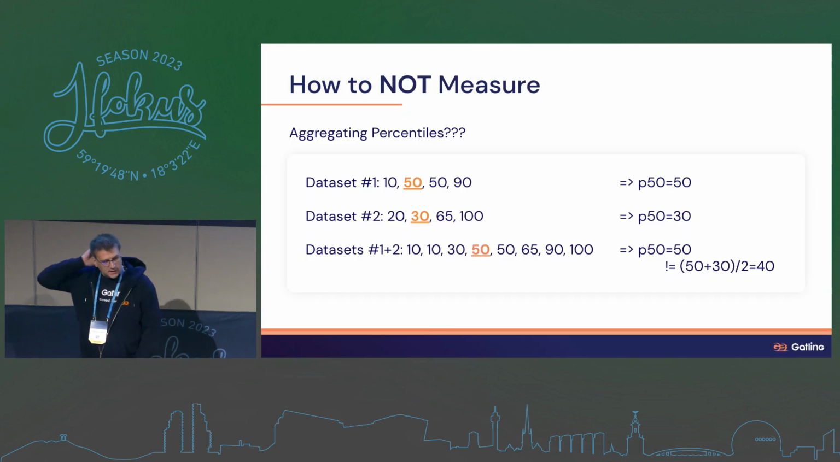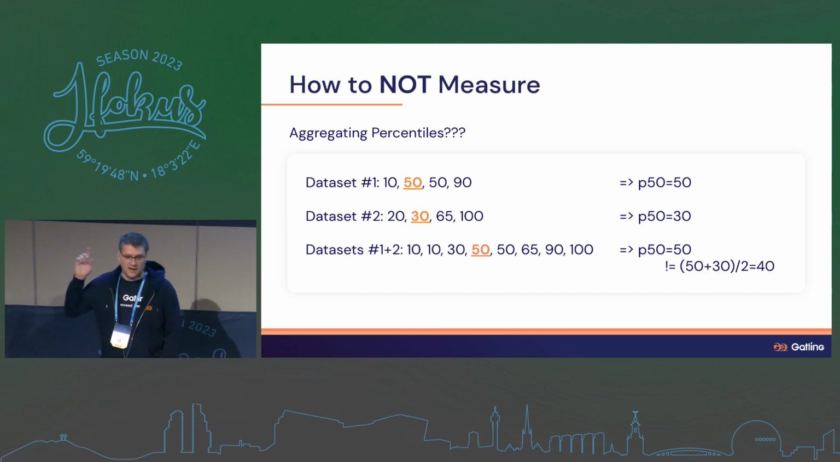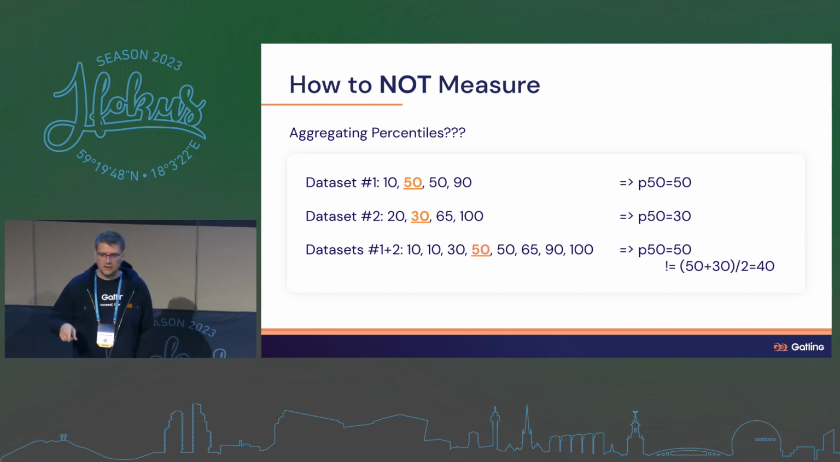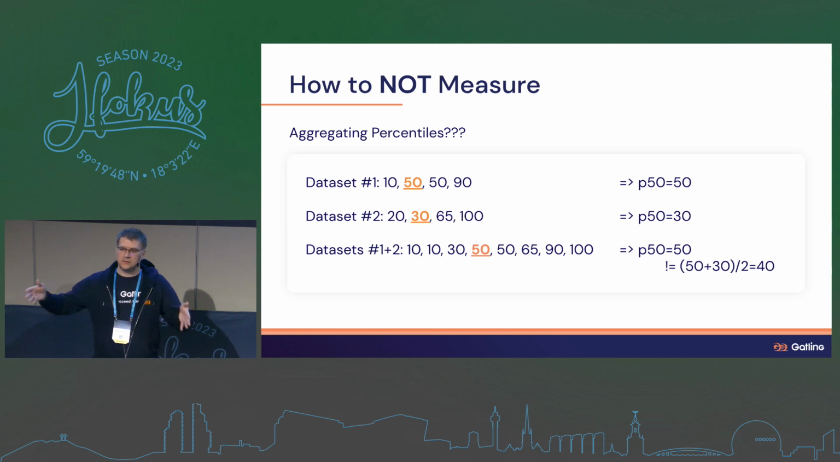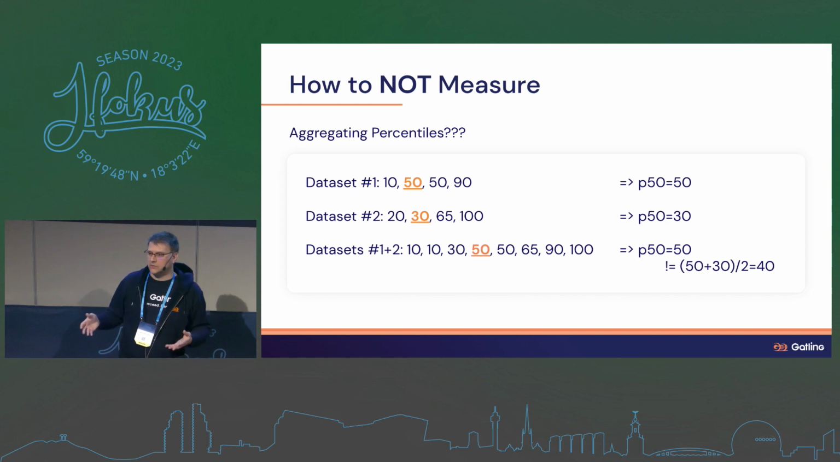Typically, percentiles cannot be aggregated. And I'm telling this because we see that a lot. I mean a lot. For example, consider you have two different data sets. In the first data set, the median value, so the 50th percentile, is 50. In the second data set, it's 30. So when would you need to aggregate those data sets together? Typically you have measured percentiles every second, and you want the overall percentile for 1 hour or for your test duration. How can you do that?